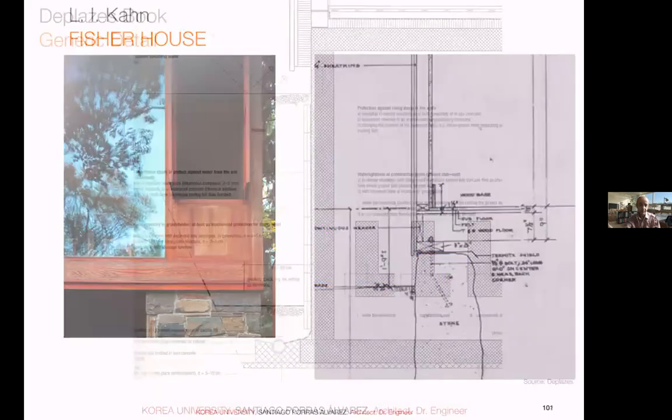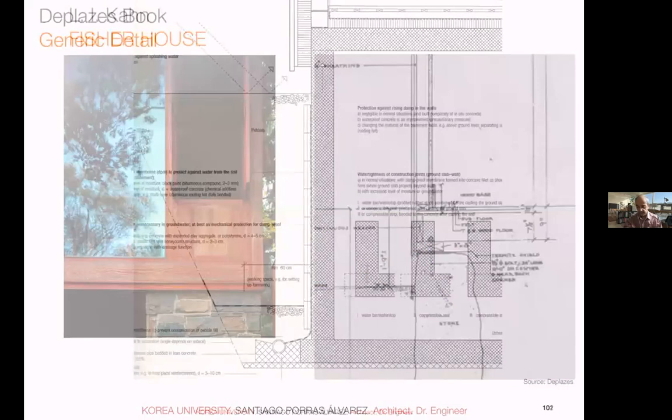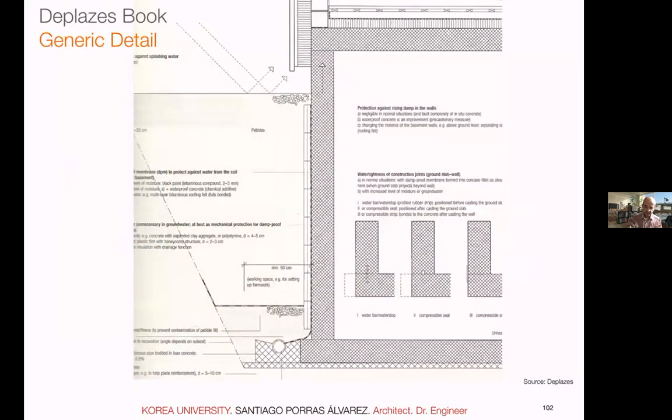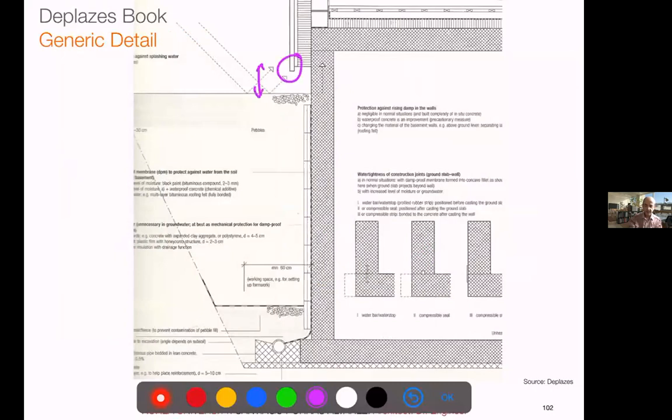This is the title from the book, the one we did in materials, and this is the most generic. And again, you will see that we have this separation, the drip element, the waterproof part, and then we have more, which are interesting. So we have already three points to take care about.